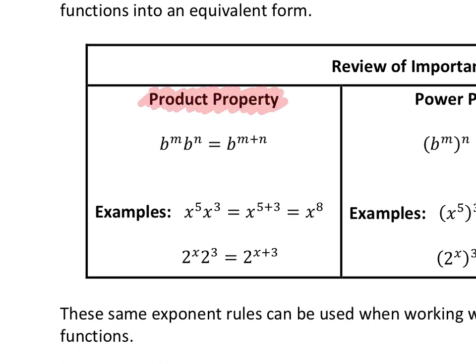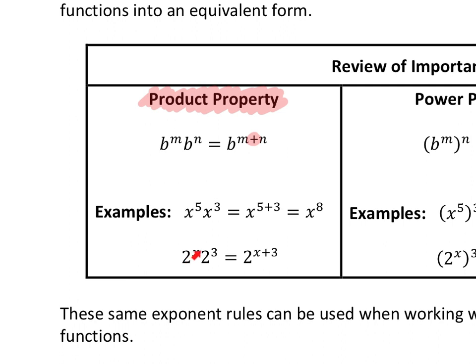It says that if you are multiplying bases together that have the same base, so notice it's b and b, that have the same base, all you have to do is add those exponents. So multiplying bases means adding exponents. Does that sound familiar to us? So if we see in the example, you have x to the 5th times x to the 3rd. We would just add those together. That's x to the 8th.